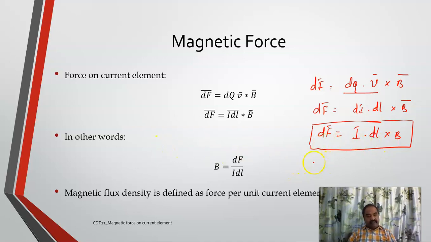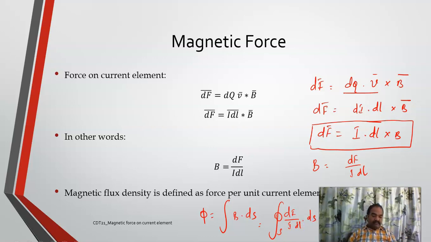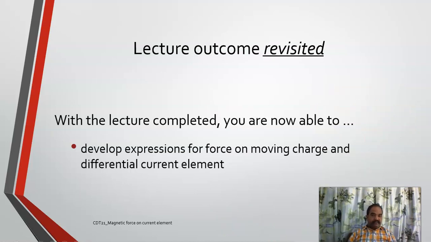In other words, flux density is nothing but dF by I dl. If I want flux, it is nothing but the integration of B over the entire surface area, the integral over the surface area of dF by I dl into ds. So these are the different ways of determining the magnetic flux or force on the current element. I hope now you are able to understand the concept of magnetic field, magnetic force, and how to utilize these expressions for determining the force on the differential current elements.